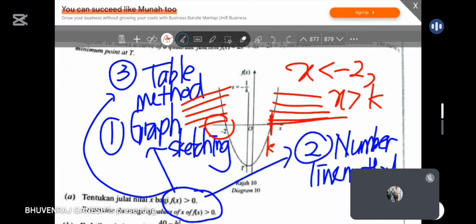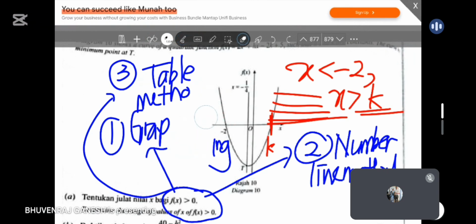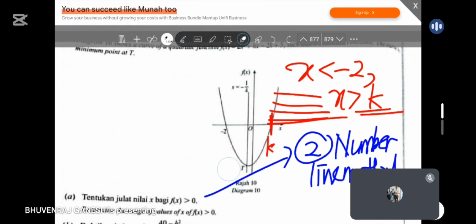Alright. So is this our final answer, guys? Adakah ini jawapan akhir kita? Definitely no lah. Pastilah tidak. Because they ask you to determine the range of x. Tentukan julat nilai x. So here we have an unknown. Kita tak tahu nilai ni. So kita kena cari. We must find the value. So how do we find the value, guys? They give you a clue. They give you the axis of symmetry. Mereka bagi paksi simetri sebenarnya.